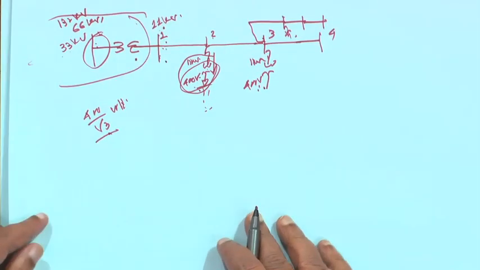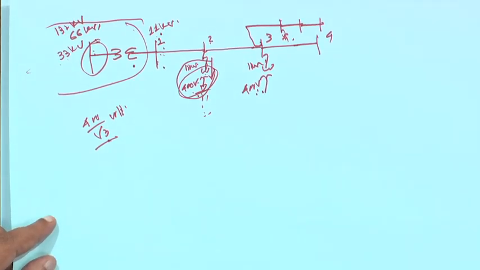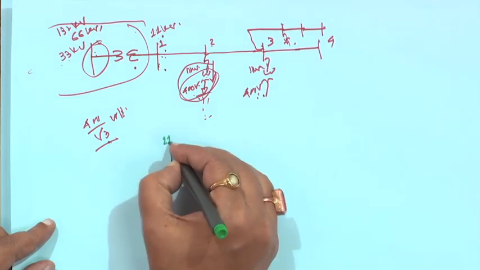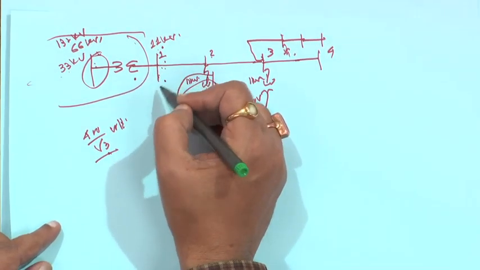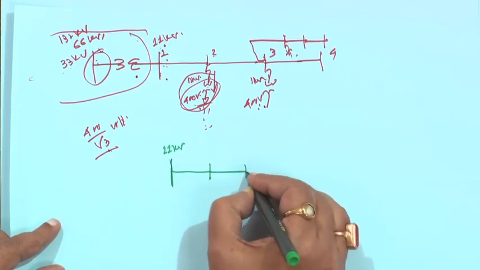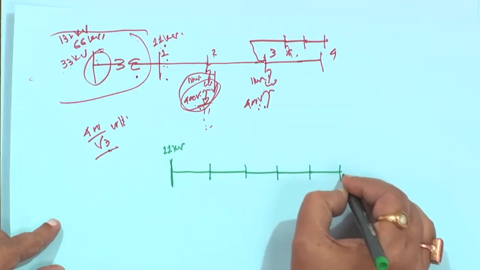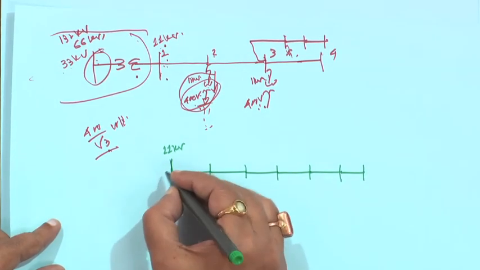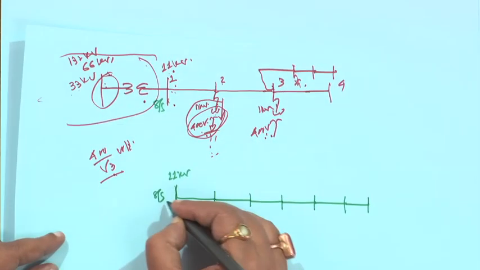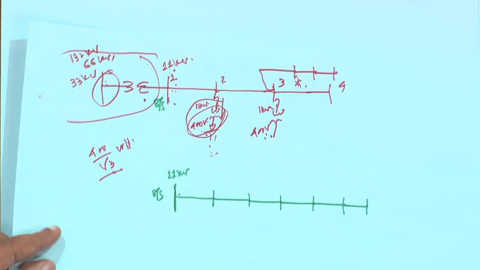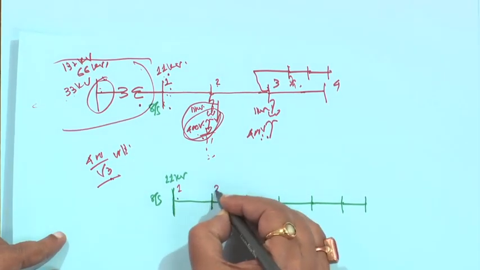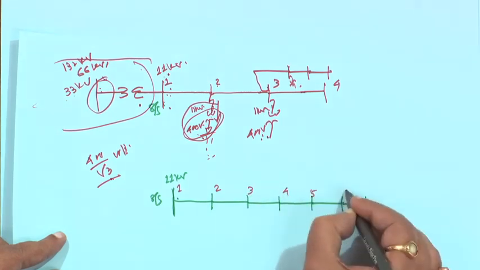So, how will the network look in a distribution system? It is something like this. Suppose this is my 11 kV side, and then we have this radial network. This is actually the substation, this whole thing is at the substation, this 11 kV is at the substation, and this one we will treat as the slack bus. This is say 1, 2, 3, 4, say 5, 6, 7, right.